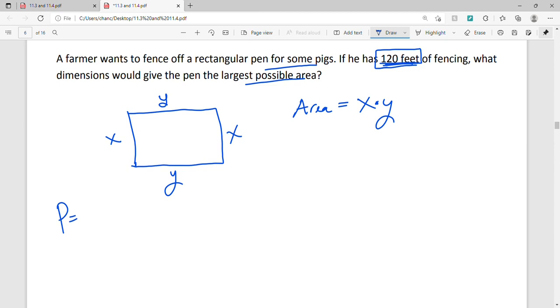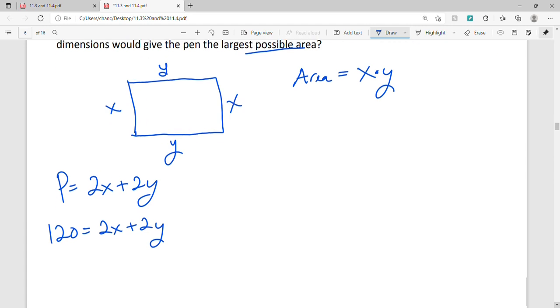So that's x plus x, or 2x, and y plus y, which is 2y. So that's the perimeter. The perimeter should total 120. So we have 120 should be equal to 2x plus 2y. This is good because we could solve for y and then replace it in our area equation.